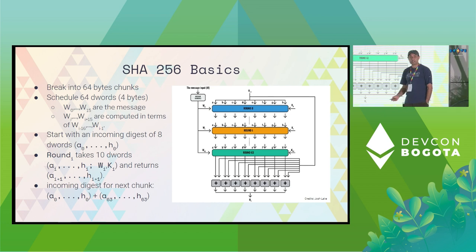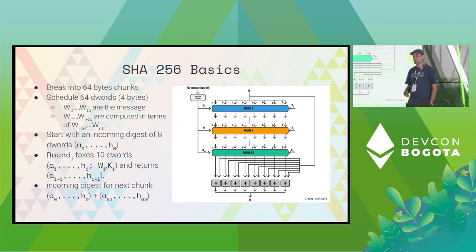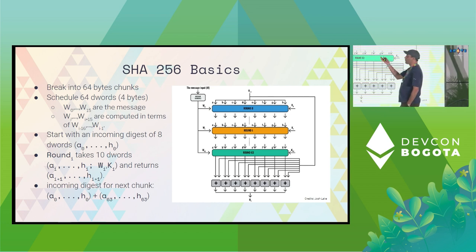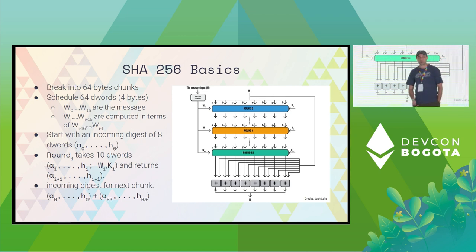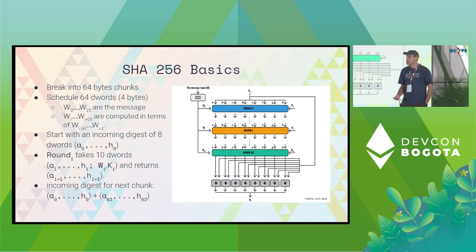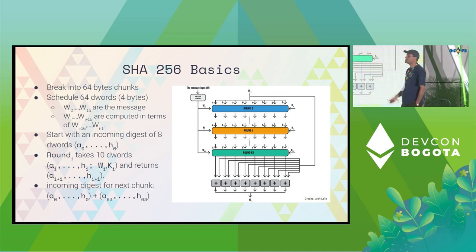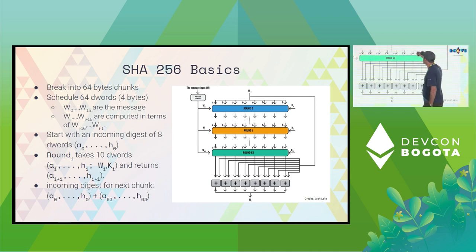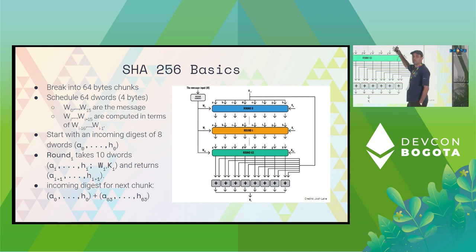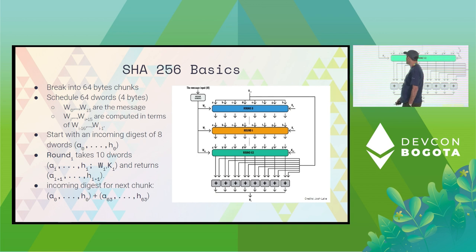The procedure to go through those consists of three parts, so I'll just go over the three parts. The first part is breaking your message into multiples of 64 bytes, so those are the chunks, 512 bits. The second part consists of scheduling words, computing a bunch of double words, which are 4 bytes each. And the third part consists of performing a bunch of rounds, which is just the function that actually does the hashing itself, the function that is not invertible.